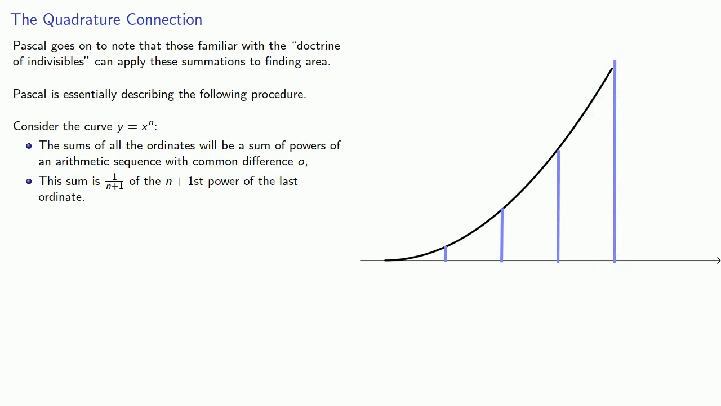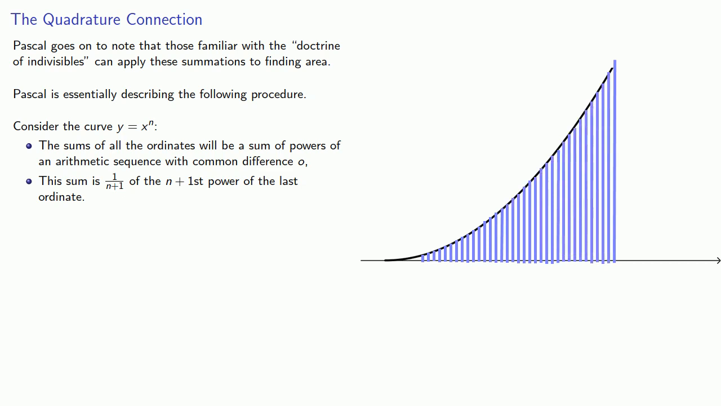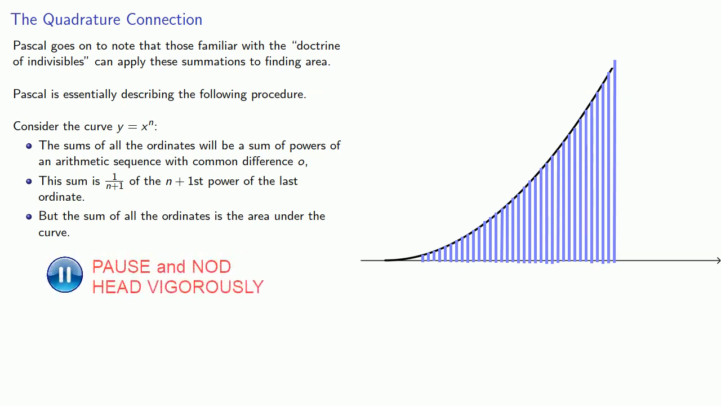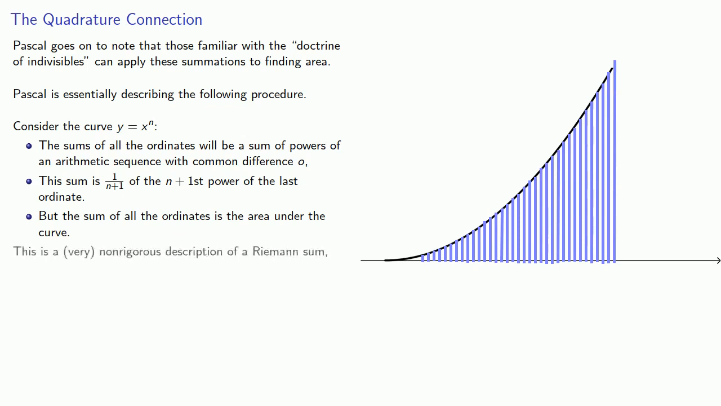But this only shows a few of the ordinates. If we put in all of the ordinates, then, at least by the doctrine of indivisibles, the sum of all of the ordinates is the area under the curve. And so what Pascal is describing is a very non-rigorous description of a Riemann sum, and a very, very, very, very rough precursor to our integration formula.